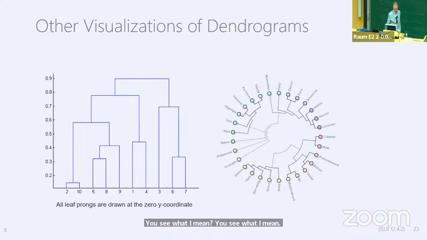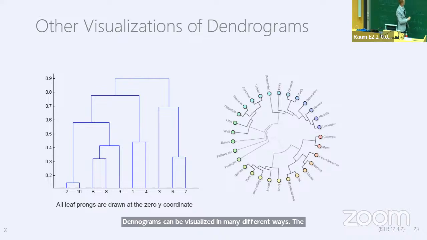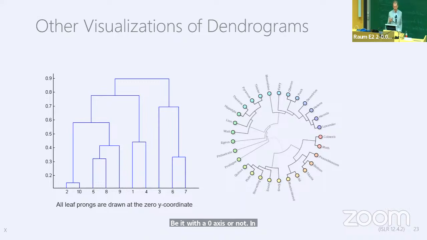But, good. Dendrograms can be visualized in many different ways. The standard way is here, like we have on the left, be it with a 0 axis or not. In many more fancy papers or papers that want to be fancy, they actually draw it like this circle thing, which I personally like. It's visually very appealing, and it conveys the same information, but the left one, the boring one, is a bit easier to read, right? Even if the eye may not like it as much.